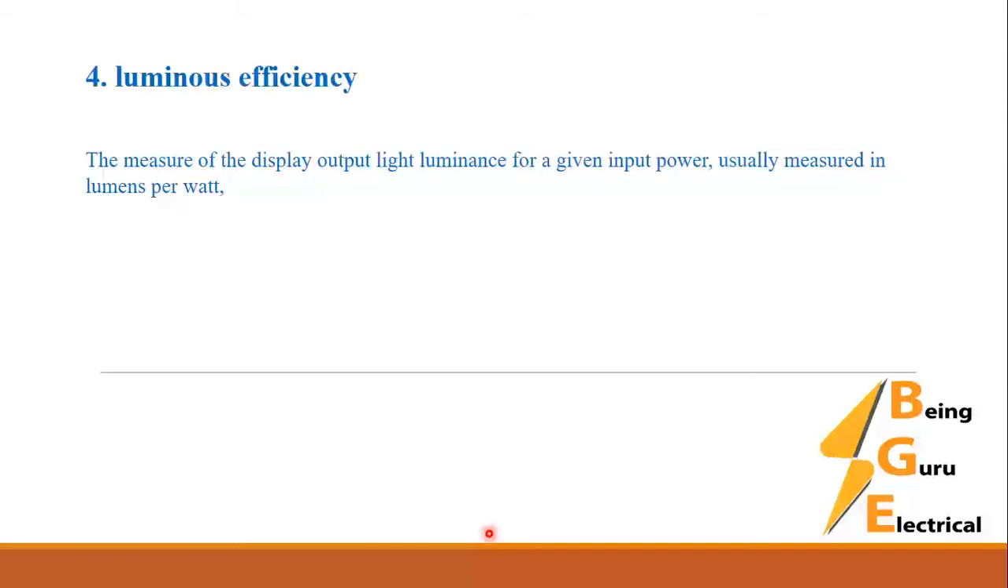Number 4 we have luminous efficiency. So what is luminous efficiency? It is the measure of the output light, the luminance, for a given input power, usually measured in lumens per watt. Every light has a lumens per watt rating. Like a 100 watt incandescent bulb has fewer lumens per watt than a 100 watt LED light. So this is called luminous efficiency. An LED light has high luminous efficiency, and an incandescent bulb has low luminous efficiency.